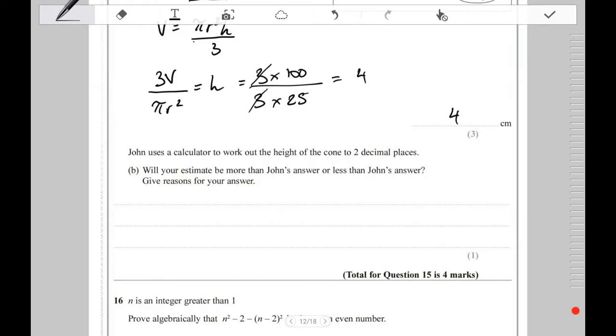It says here, John uses a calculator to work out the height of the cone to 2 decimal places. Will your estimate be more than John's answer or less than John's answer? Give reasons for your answer. So John uses a calculator.